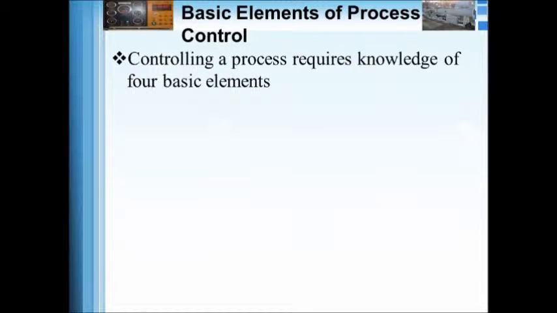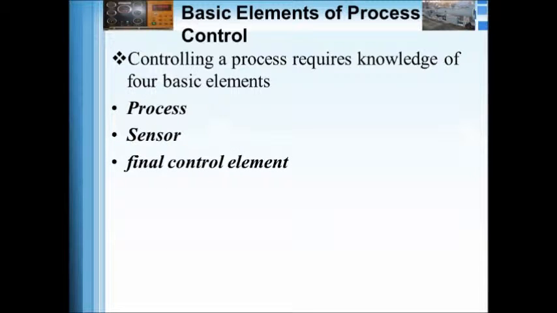Basic elements of process control. Controlling a process requires knowledge of four basic elements: process, sensor, final control element, and control. These are the basic elements of process control.